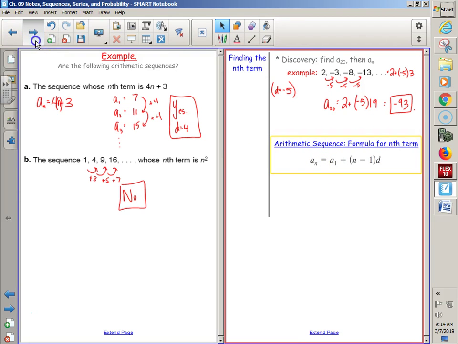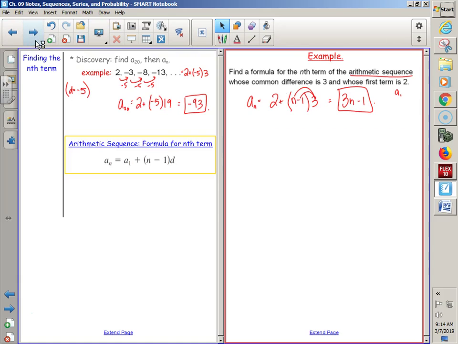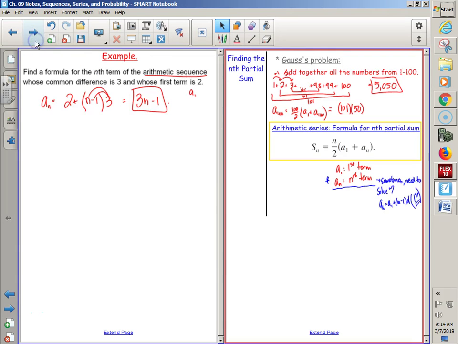But not only for the nth term, wasn't there another formula also yesterday? Yeah, S sub n. And S sub n is the nth partial sum, hence the sum of the first n terms. So S sub 10, the sum of the first 10. S sub 20, the sum of the first 20. Those are series. Series take a sequence and add them all up.